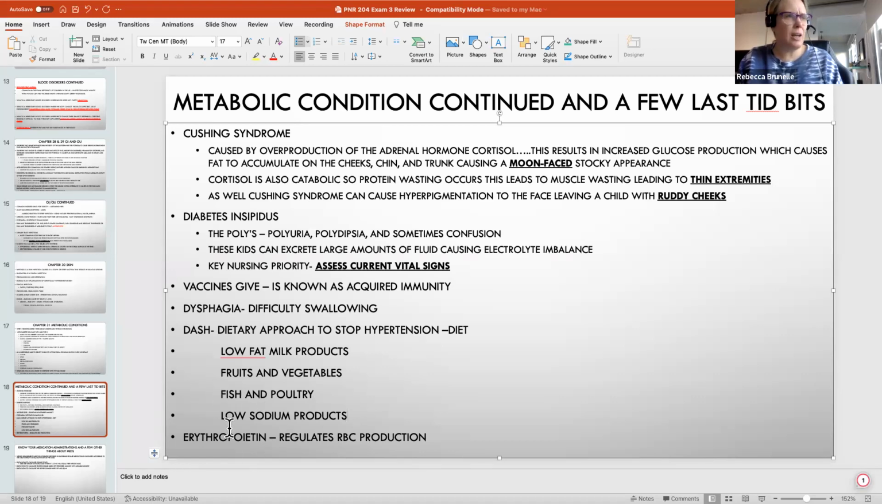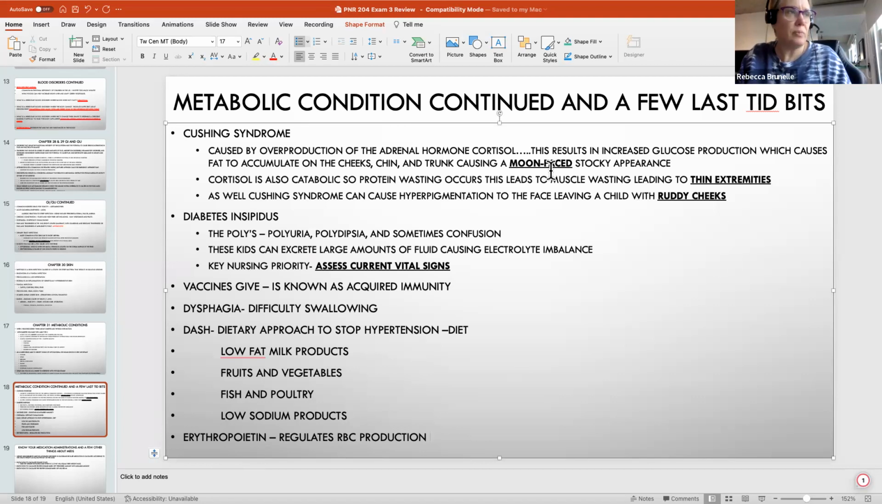And this is just kind of randomly on here. Erythropoietin regulates red blood cell production. This is a hormone that we naturally produce that regulates our red blood cell production. Sometimes we give it to patients that have decreased red blood cell production. You can give somebody subcutaneous erythropoietin and it helps their bone marrow stimulate red blood cells.